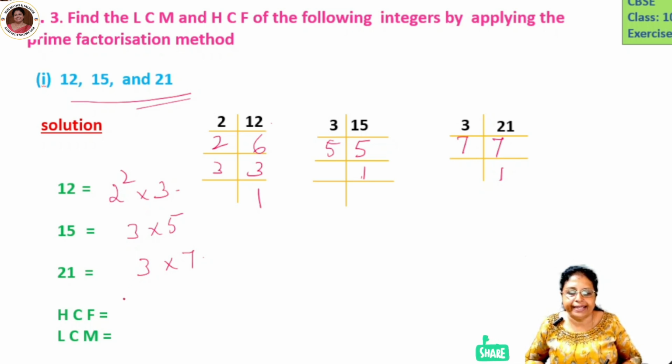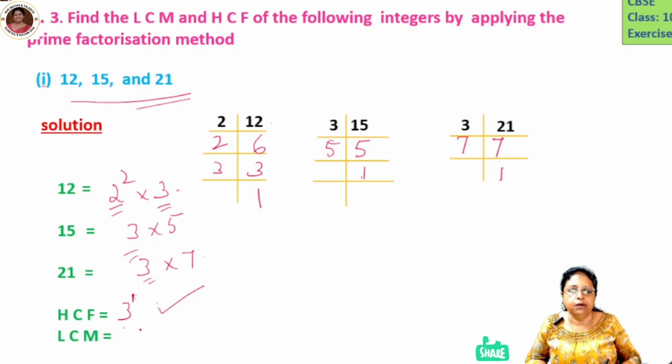So what do we have? You can find HCF. Can you find out HCF? What is HCF? HCF is the highest common factor. So 2 is not a common factor here. 3 is a common factor here. Lowest power, 3 raised to 1. So HCF is 3 here.